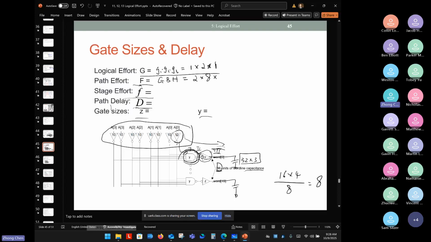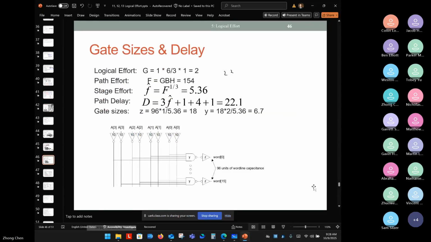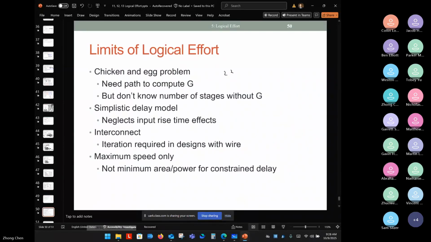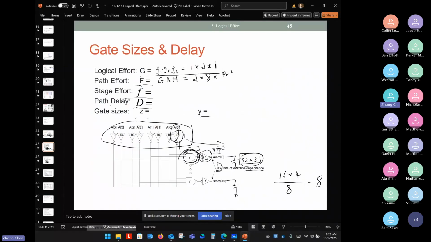So times 8, and what is the capital H value? H value is always the output capacitance divided by the input capacitance, which is typically the easy one. 32 times 3, and divide by 10, the input capacitance. You can calculate the G, you can calculate the B, you can calculate the H.